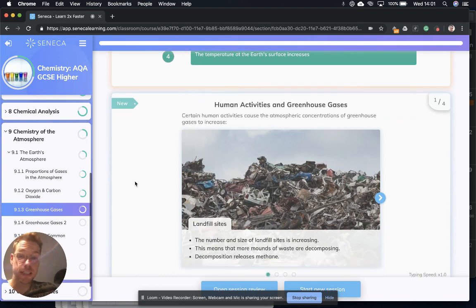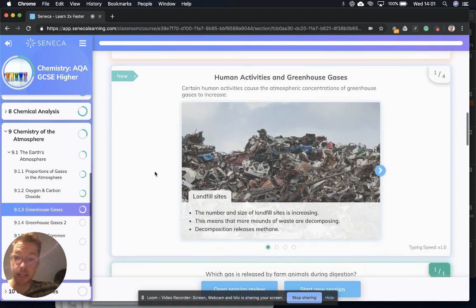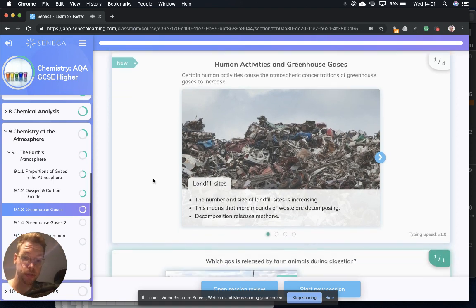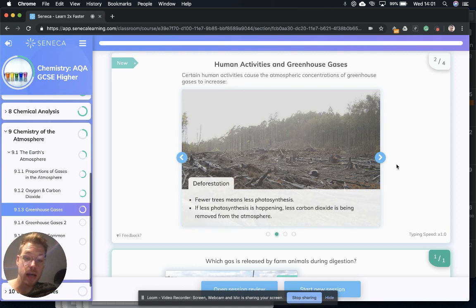Well, certain human activities cause the atmospheric concentration of greenhouse gases to increase. Landfill sites are the first thing we're going to talk about. The number and size of them is vastly increasing. This means that more amounts of waste are decomposing. Decomposition releases methane, and methane is a greenhouse gas.